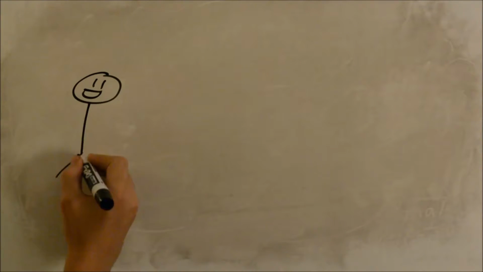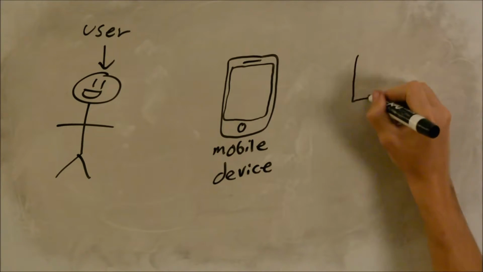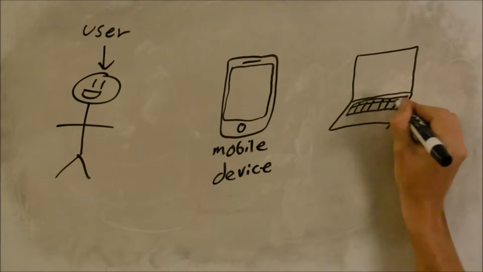When the user, that's you, wants to use the internet, they will need to use their mobile device or personal computer. That's where the term PC came from, by the way.